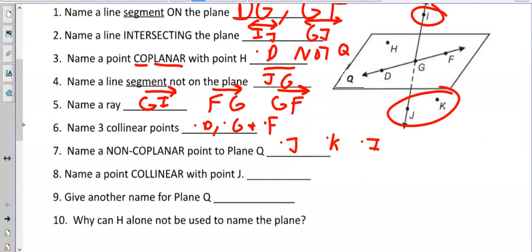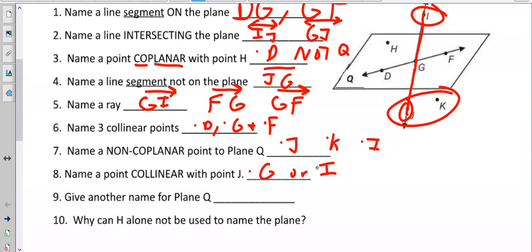Name a point collinear with J. Okay, so you find J right here, and you go, what's with it? Oh, G or I. Either one of those works. And those are your only two choices there.